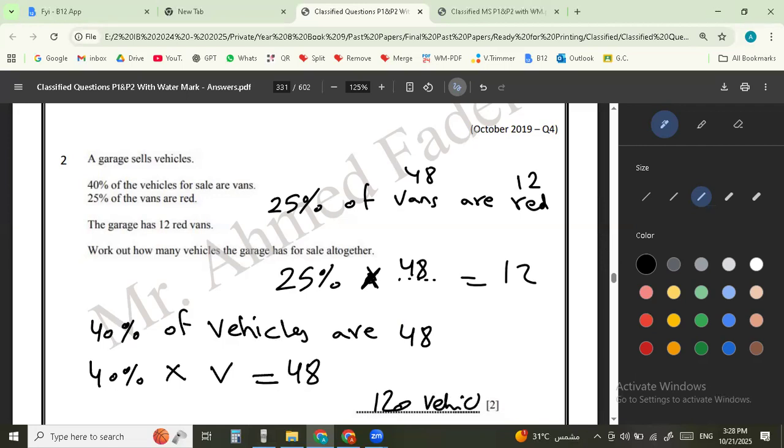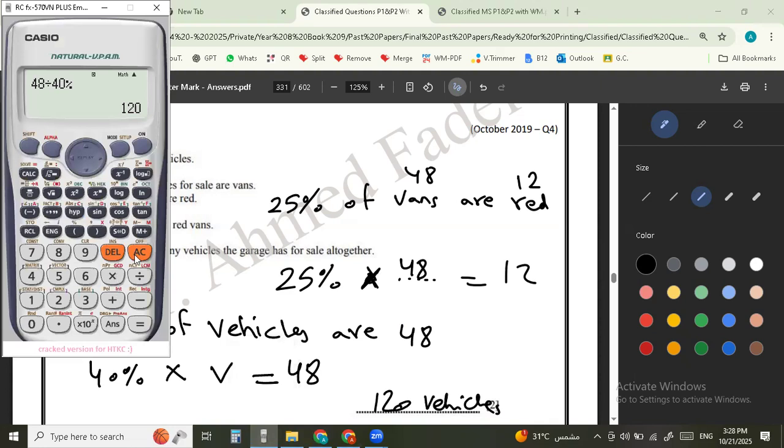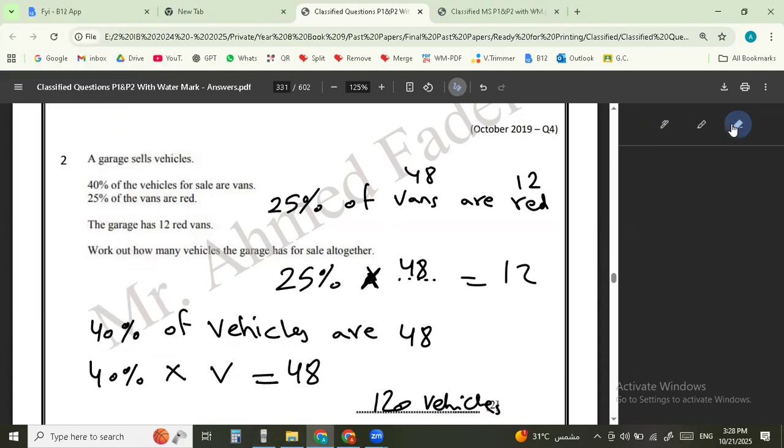And by the way, even if you decided to do the same thing here, 25% of something is 12. So 12 divided by 25%, if you want to use the calculator for that, fine. But it's also important that you know how to do this without a calculator. That's why I did it the first time without a calculator. So it is 12 divided by 25% equals 48. All right, let's erase this. Let's continue.